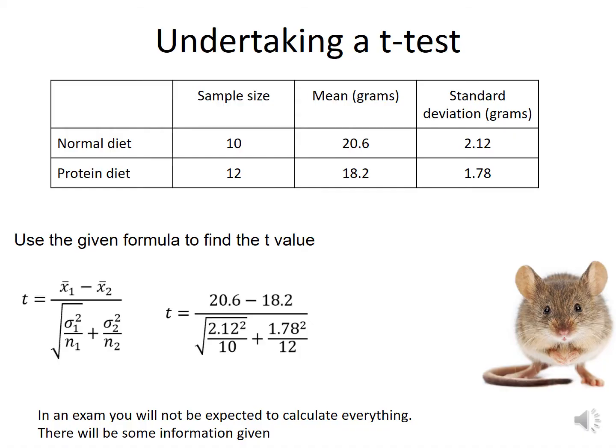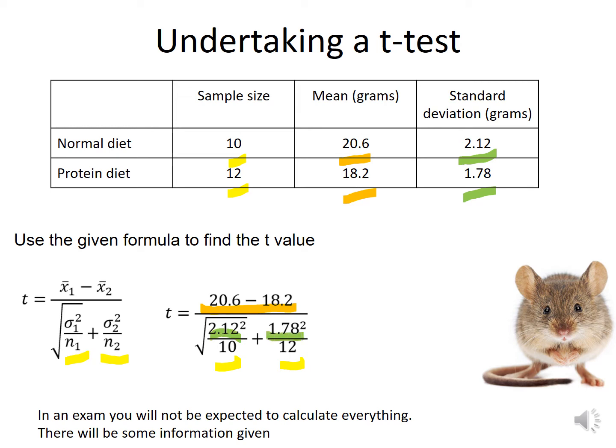So if we had our sample size of 10 and 12, you can see that's where we've put our numbers there. So that is N1 and N2. Now on the top there, we've got our means. You can see we've got a mean of 20 and a mean of 18. So they are subtracted from each other there. And then we've got some standard deviations. So let's pick a different colour. So we've got standard deviation of 2.12, 1.78. And you can see they're put in there.